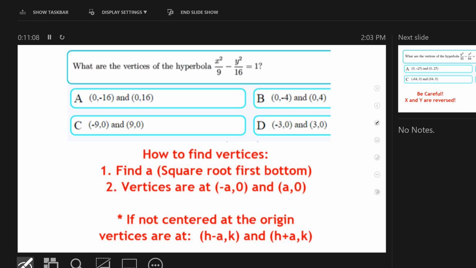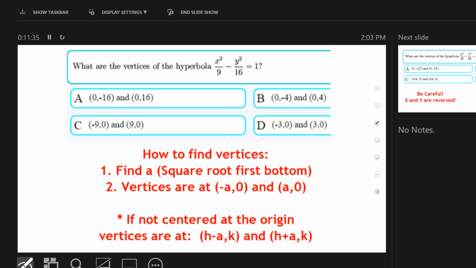All right, let's do some multiple choice here. How to find the vertices. First of all, we're going to find a. That's the square root of the first term on the bottom. And then the vertices are at negative a and positive a: negative a, 0, positive a, 0. So if that is true, then which of the choices above are the vertices of the hyperbola?